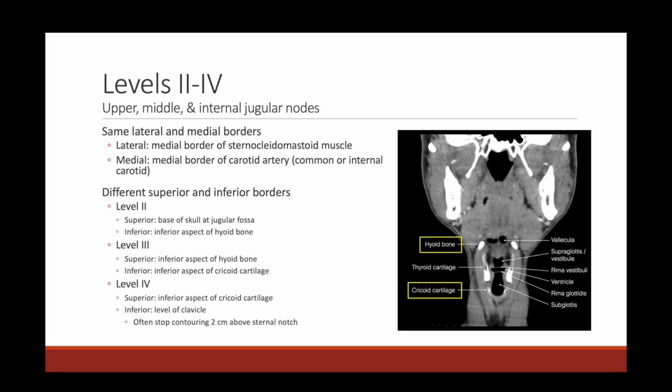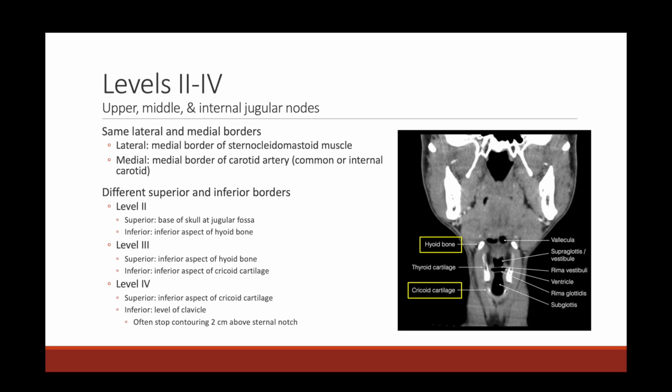And level 2 starts superiorly at the base of the skull at the jugular fossa, and it goes from the base of the skull all the way down to the inferior aspect of the hyoid bone. So level 2 goes from base of skull to the bottom of the hyoid bone. Level 3 starts right where level 2 left off, and it goes from the bottom of the hyoid bone to the bottom of the cricoid cartilage. And then level 4 goes from the bottom of the cricoid cartilage, and inferiorly it goes down to the level of the clavicle.